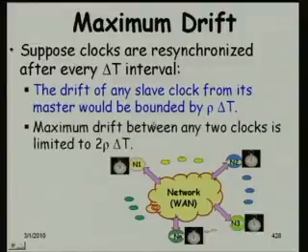Now, the maximum drift between any two clocks is 2 rho delta t. So, why is this 2 rho delta t? One may drift and become a slow clock, and another may be a fast clock. So, one has become slower by rho delta t from the master, and another has become faster by rho delta t. So, between these two slaves it will be 2 rho delta t.